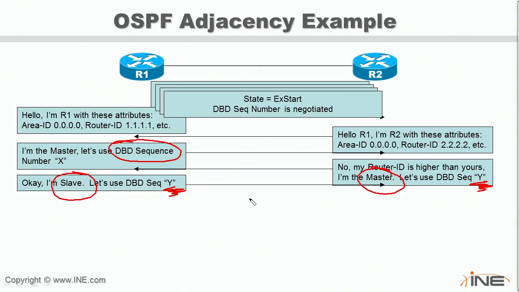This is part of the reliable transport of OSPF, that when I send you an update, you need to send me an acknowledgement, and we'll keep track of this along the way so that at the end we can guarantee that the information is the same.